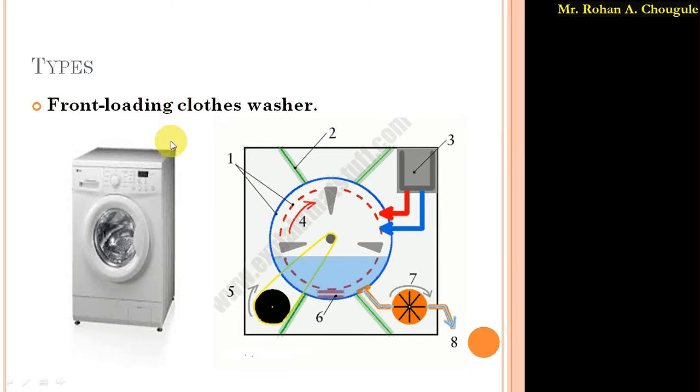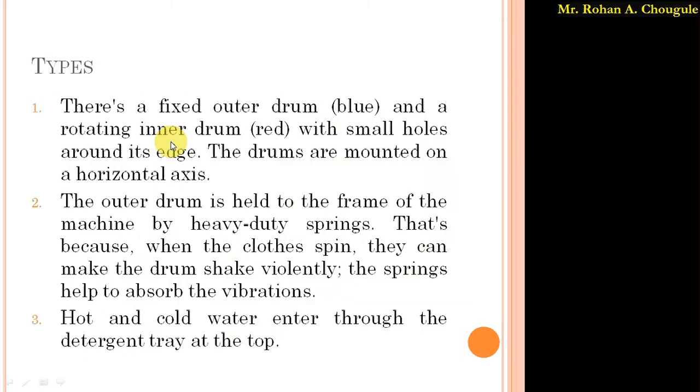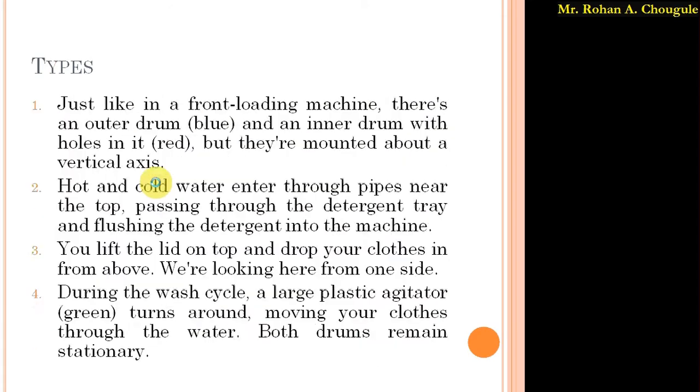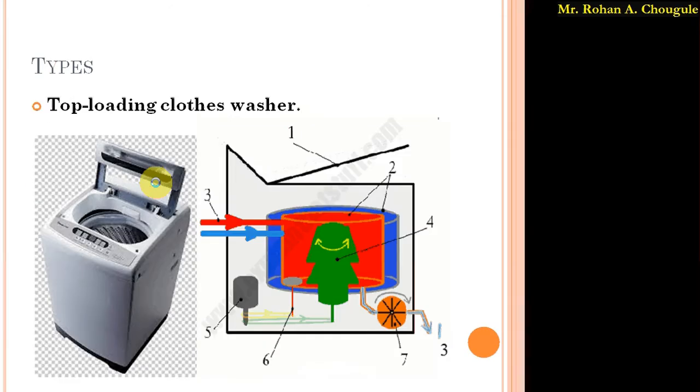I hope you understand this concept. Again, if you just go through these points, you will easily come to know how it operates. Then after front loading, we have the top loading cloth washer. Again, this is an image of this top loading cloth washer.